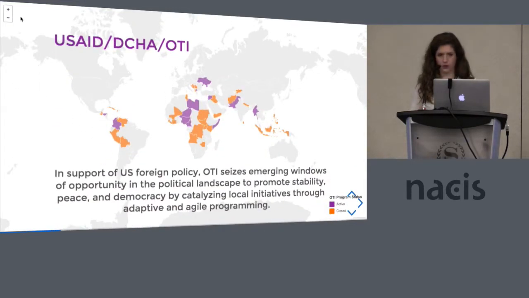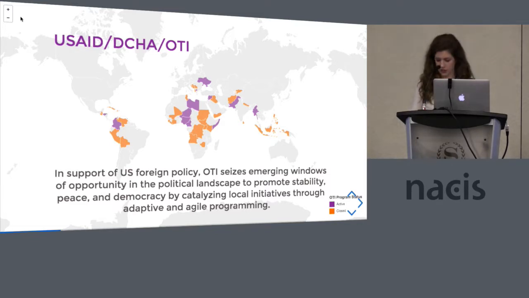Okay, so acronyms. USAID is the U.S. Agency for International Development, and within that is the bureau that I work under called DCHA, the Democracy, Conflict, and Humanitarian Assistance Bureau. That does a lot of, if you think about traditional aid, supply drops, or humanitarian response. But my office is a little bit different than that.